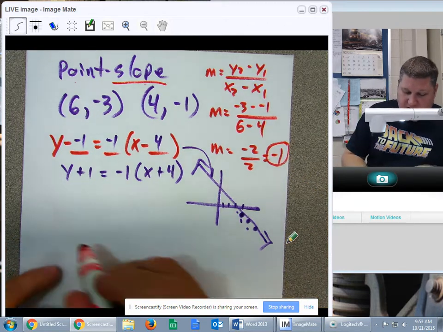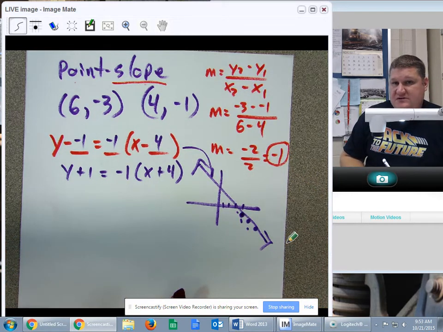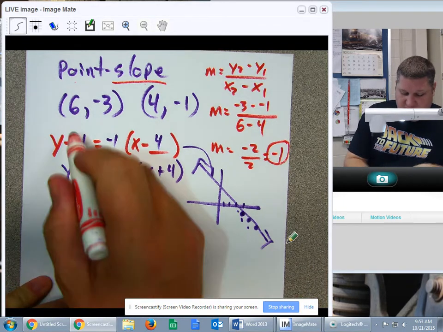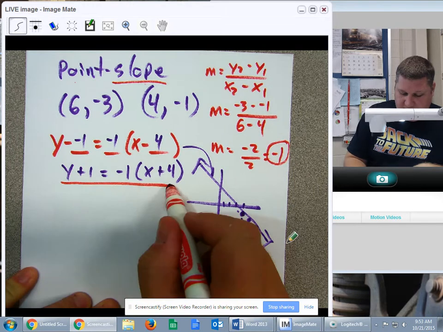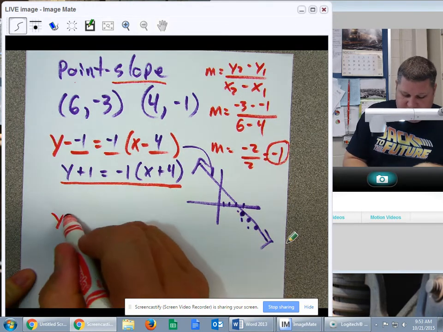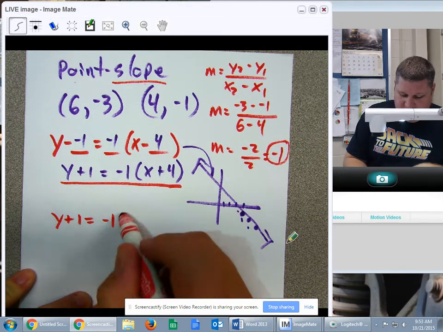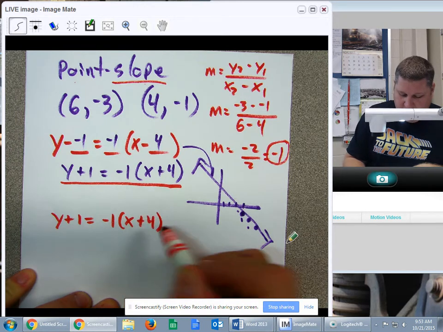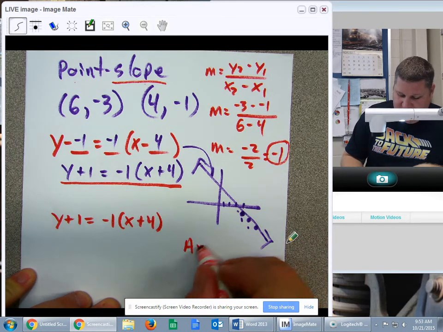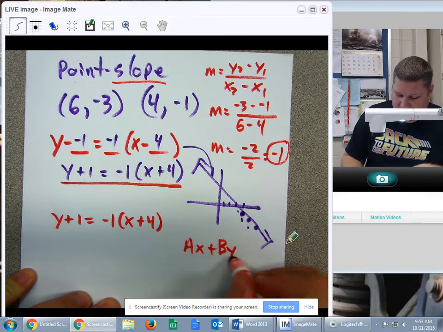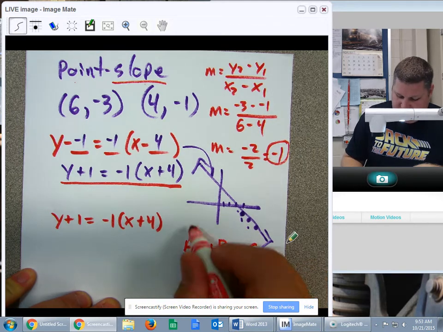Now, the other thing we need to talk about for point slope form is we need to be able to change point slope form into standard form. So let's take this one right here, and I need to get from y plus 1 equals -1, parentheses, x plus 4, into ax plus by equals c. That is standard form.